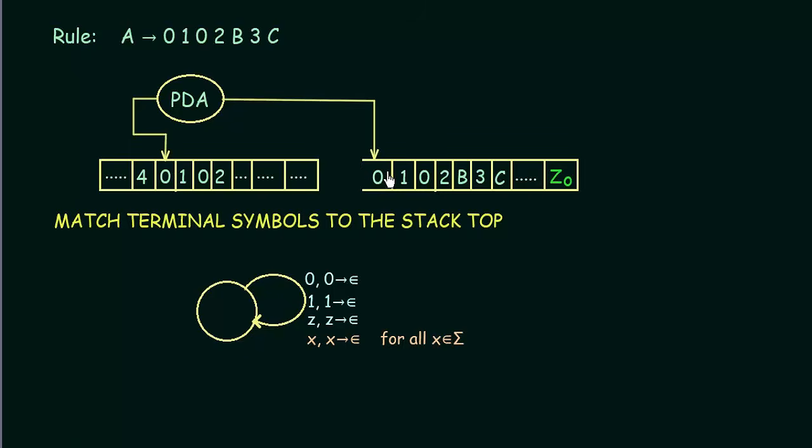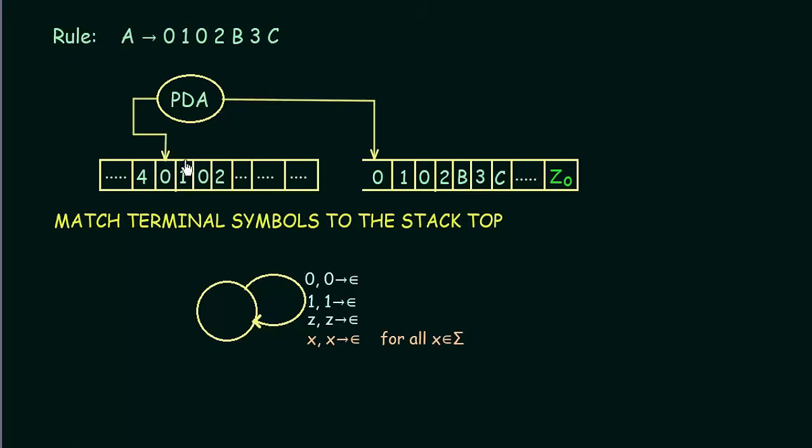So what do you have to do? You have to pop this 0 from the stack and then you have to advance the input. It comes to the next one. Remember that in the previous rule, we were not advancing the input. But in this one, when you have a terminal on top of the stack, you match it with the input and then you pop it and then you advance the input.